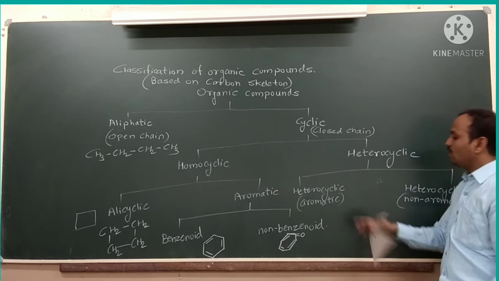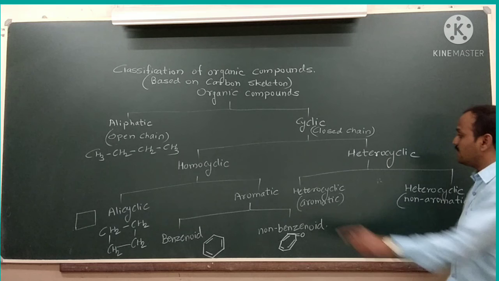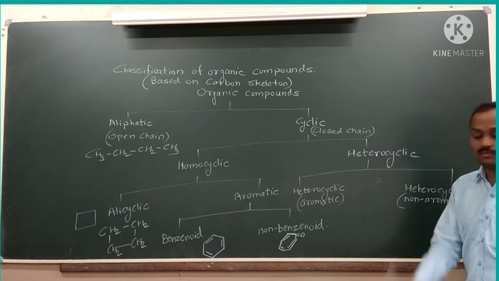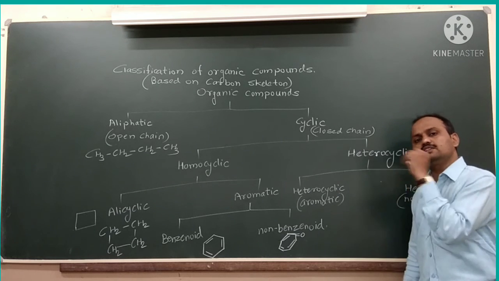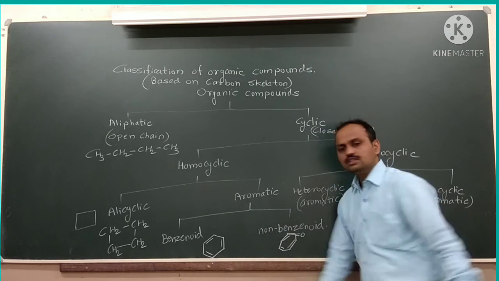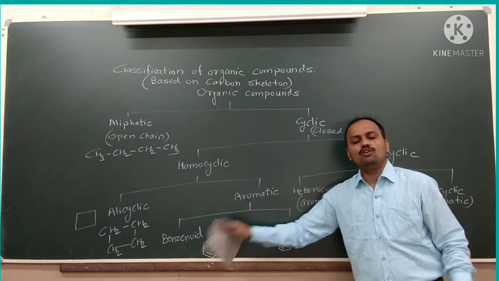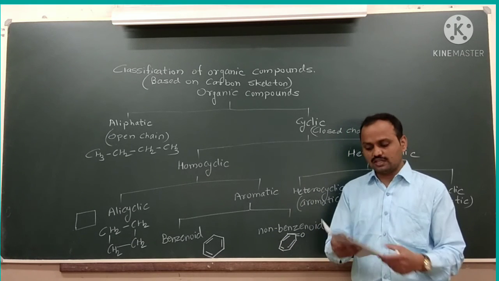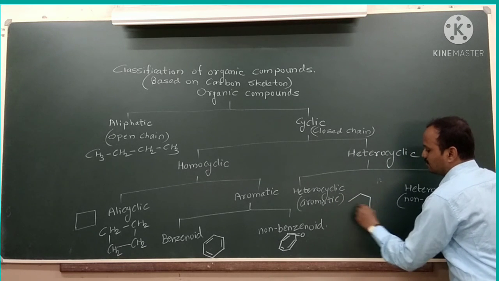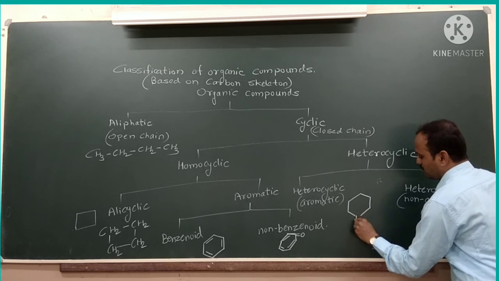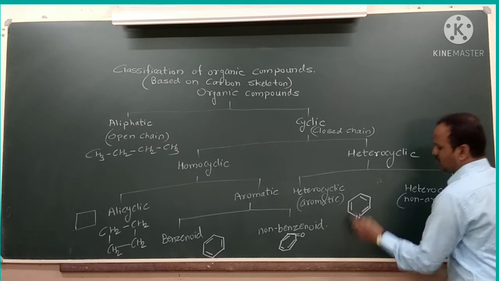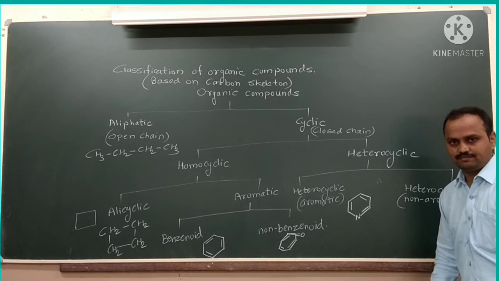Another example we have is of heterocyclic aromatic. Students, they are aromatic, but heterocyclic. Heterocyclic means containing one atom other than carbon. A very famous example is pyridine. If you know benzene, just one carbon at the bottom of benzene is replaced by nitrogen, and the newly formed compound is called pyridine. This is the structure of pyridine.